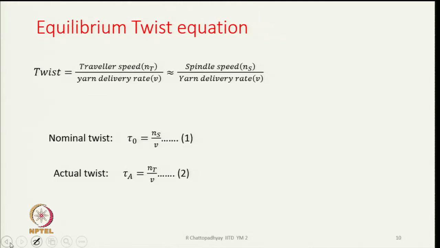Practically, traveler speed and spindle speed are the same, but to be very accurate, traveler speed will be a little less than spindle speed. So, nominal twist is given by equation 1, tau 0 is n_s by v, and actual twist is tau a, which is n_t by v, where n_t is the traveler speed. It is the traveler which actually inserts twist. Spindle is not really inserting twist. Spindle causes the traveler to rotate, and as a result of that, the yarn gets twisted.